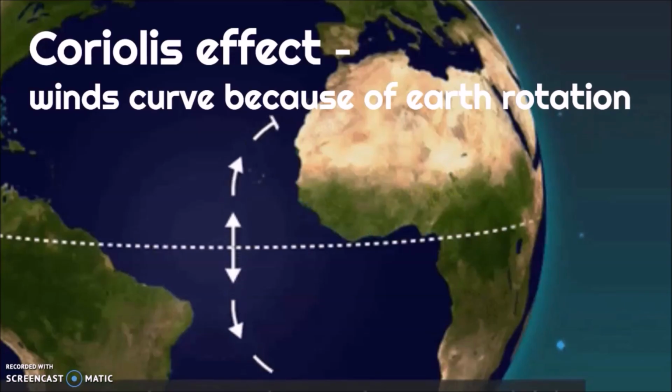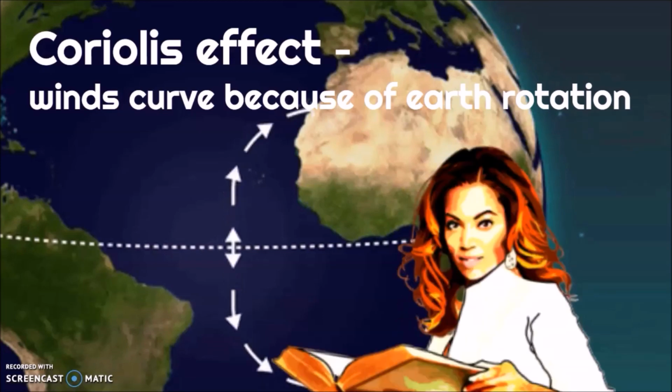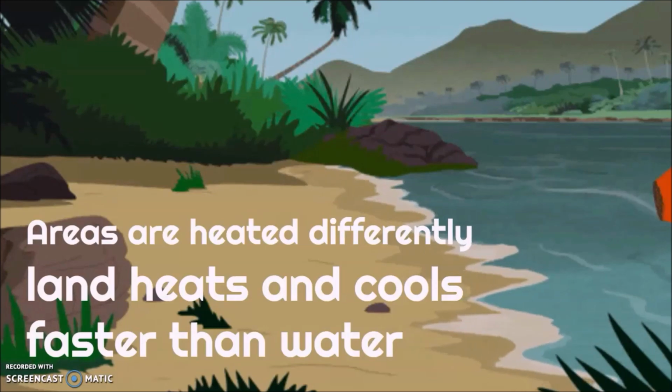The earth is also turning, which means that winds that form are never going to go straight, but are going to curve. As Ms. B would say, winds in the south go to the left, and winds in the north go to the right. Areas also heat differently.